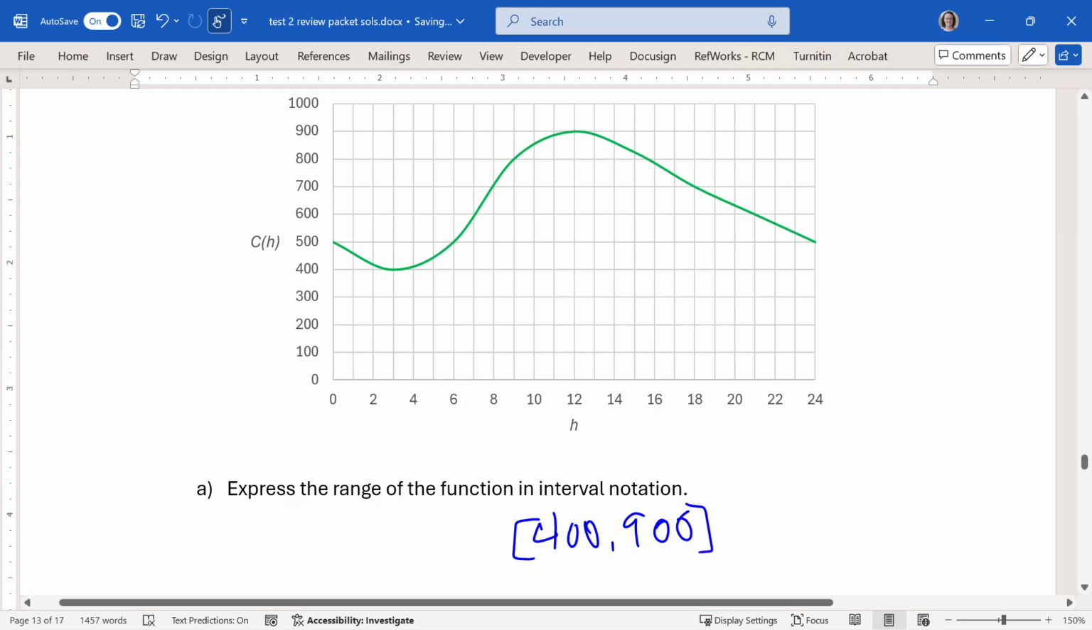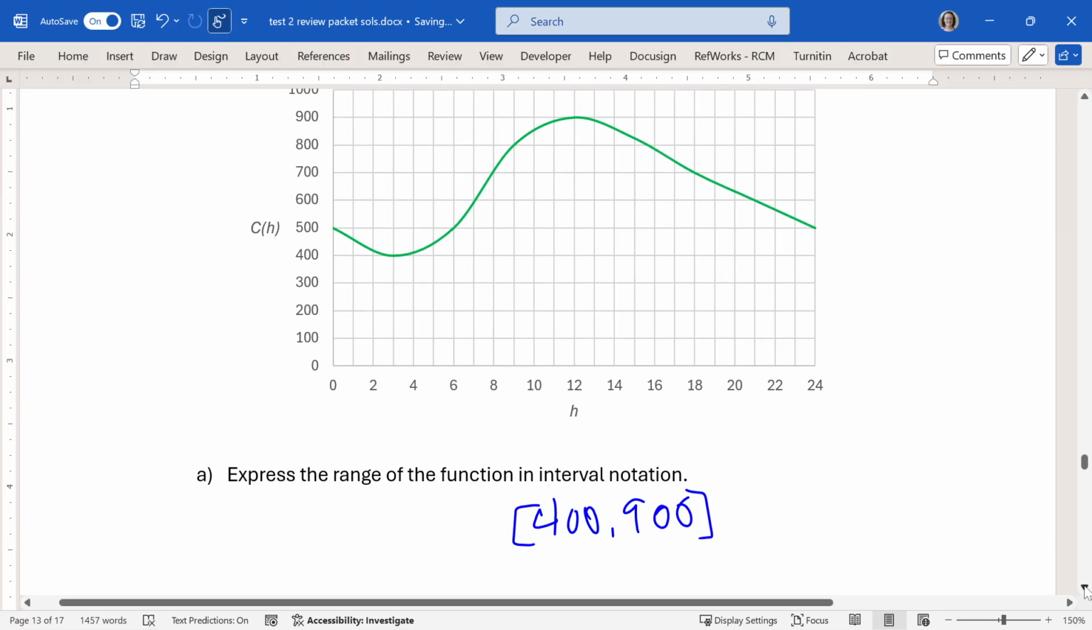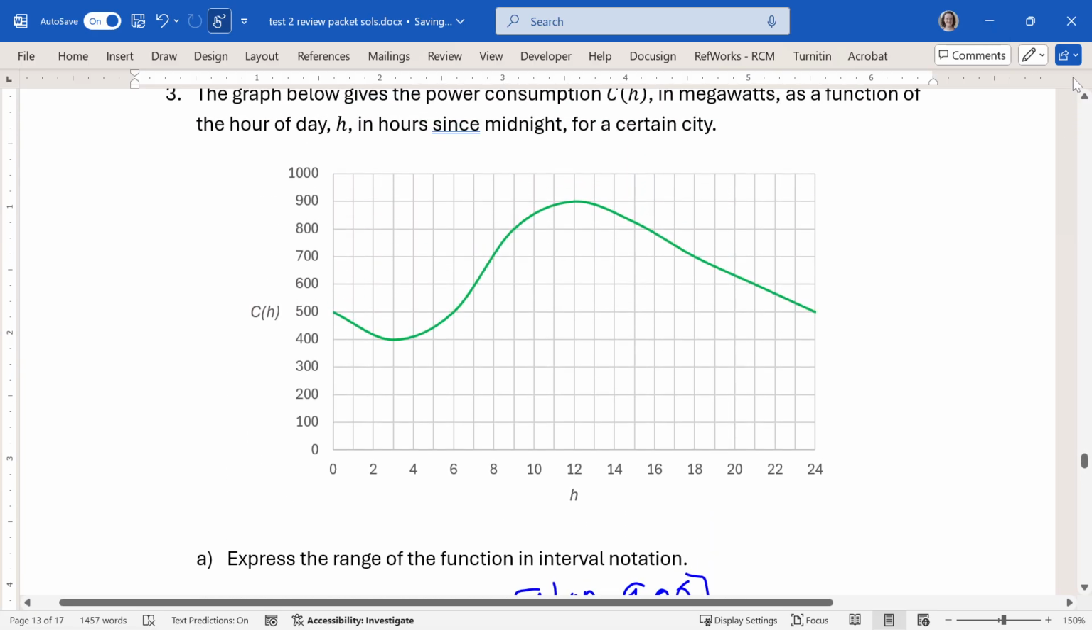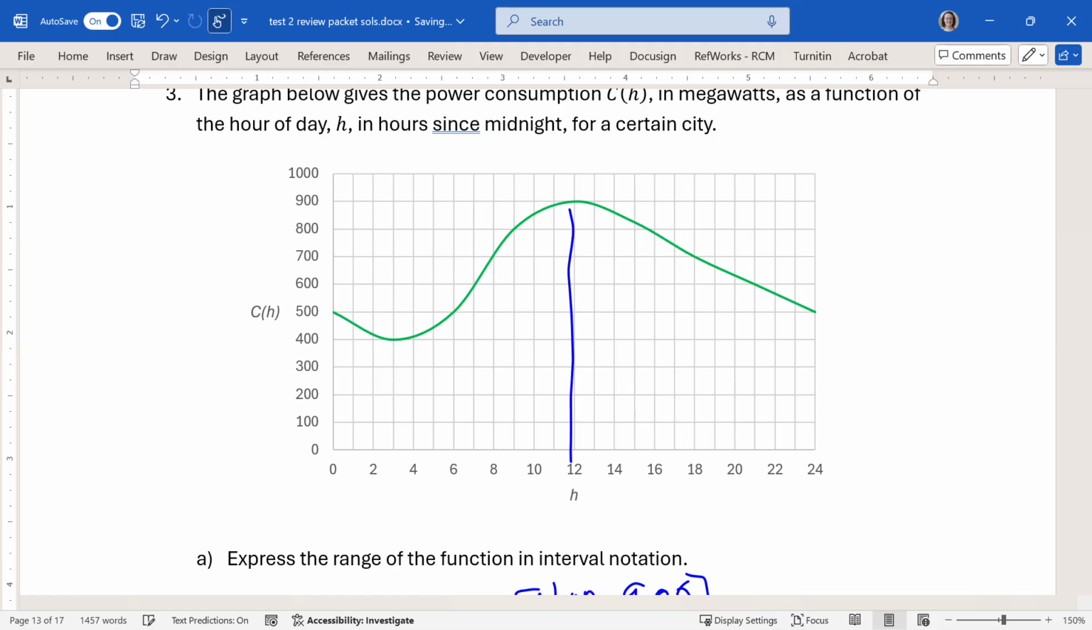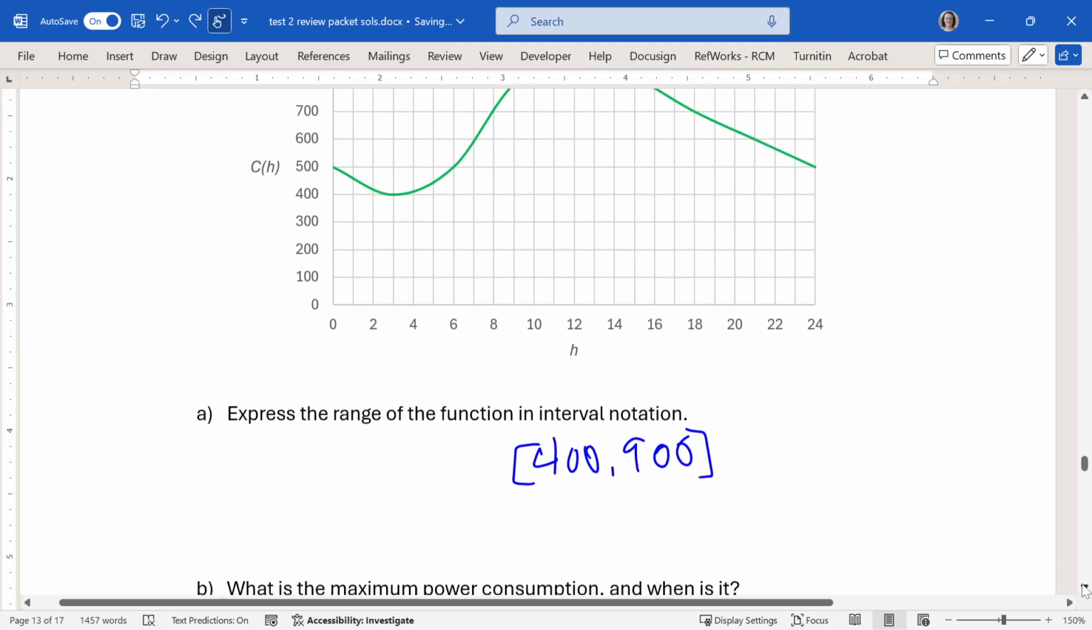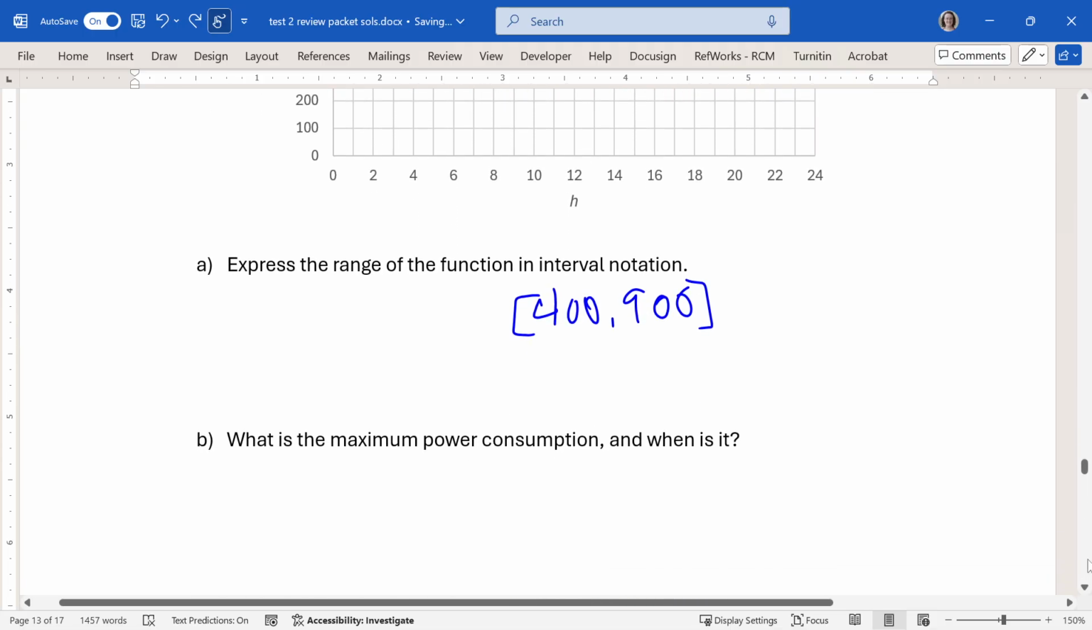All right. And then the next question is, what is the maximum power consumption and when is it? So maximum should definitely be during the daylight, right? Looks like max is up there at 900 and it's at exactly noon, I think. Kind of makes sense. The maximum is at the hour when people are up and working and stuff. So it was 900 at t equals 12.